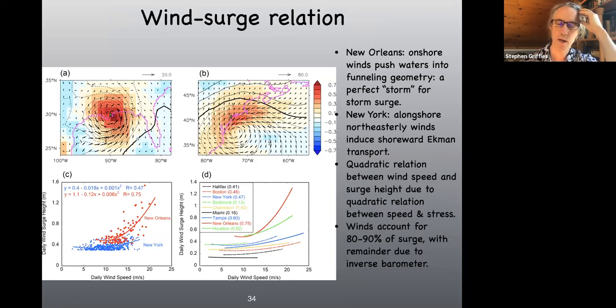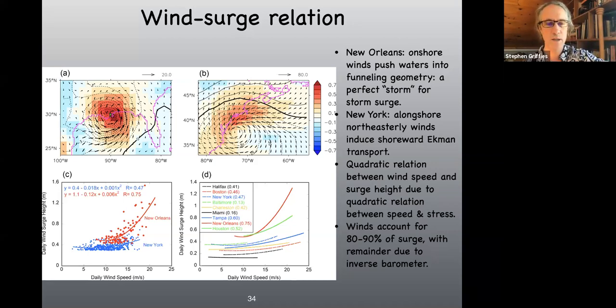Before I do that, I want to mention another thing that I learned in doing this study: the effect on storm surge and the wind effect. If you remember your basic coupled modeling, the wind stress has a quadratic relation to the wind speed through the bulk aerodynamic formula. And so you see these fits to the daily wind speed on the lower and the surge height in the two panels here. And you see that quadratic relation between wind speed and surge height.